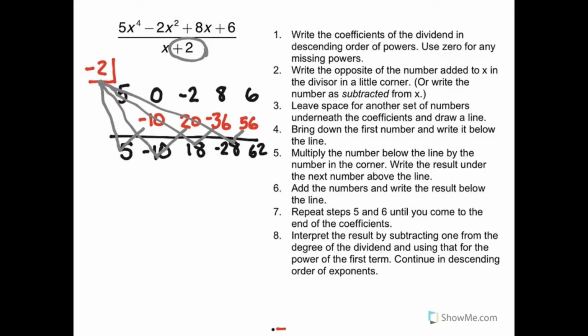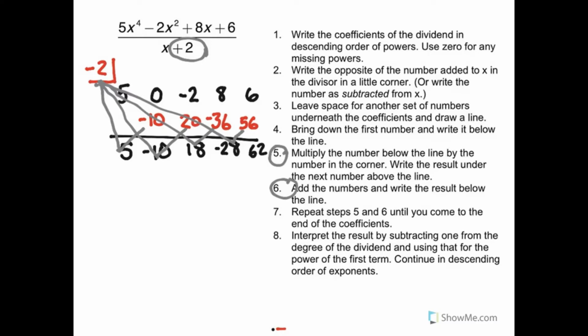So this zigzag part of the instructions is number 5 and 6. Multiply the number below the line by the number in the corner, and then move it over, write it underneath the next number, add, and repeat.